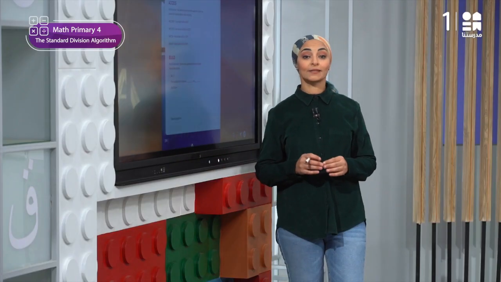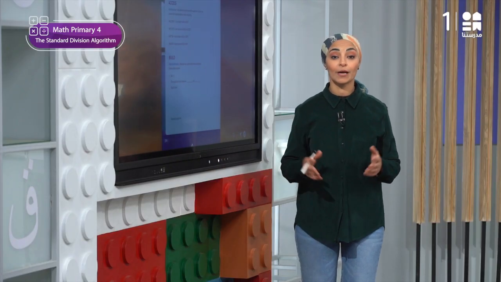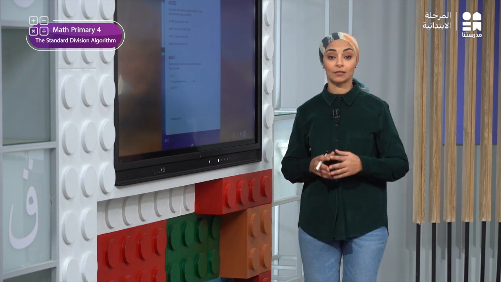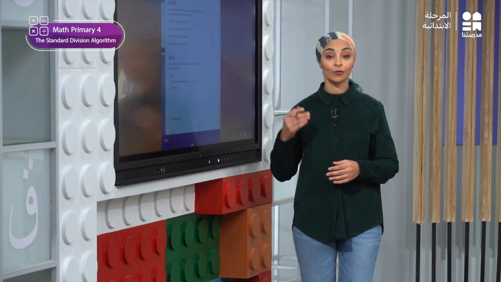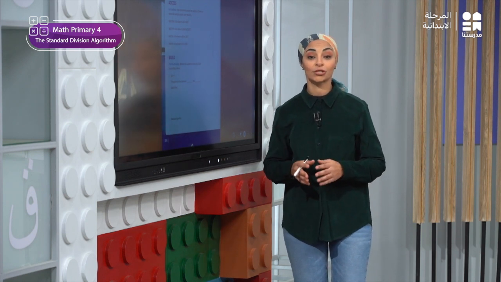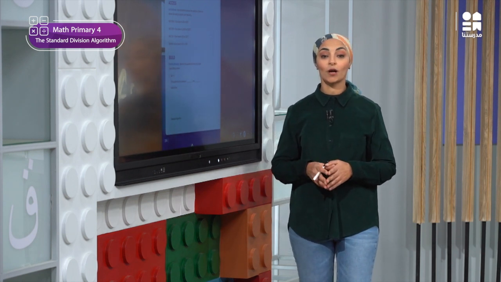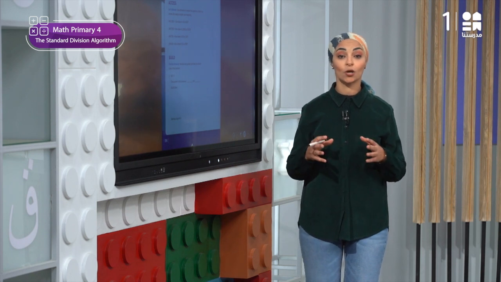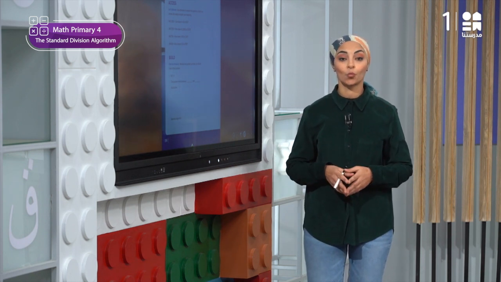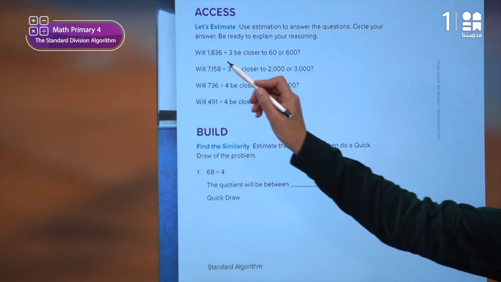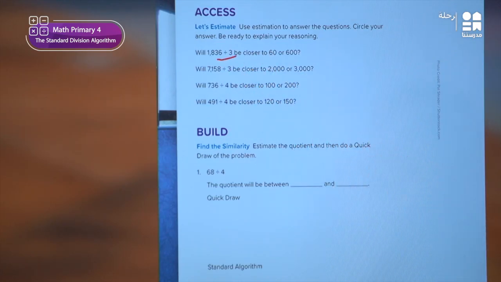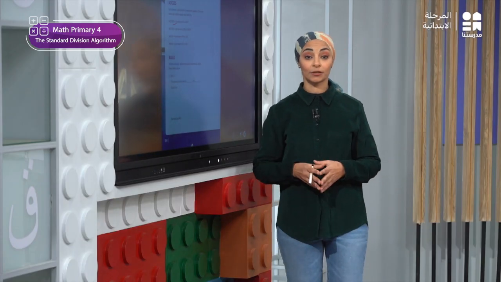And now when I asked the students in my class, many of them thought of rounding the dividend, and some of them used the strategy that we studied before, like partial quotient division, to find the closest quotient. In problem number 1, is 1836 divided by 3 closer to 60 or 600?